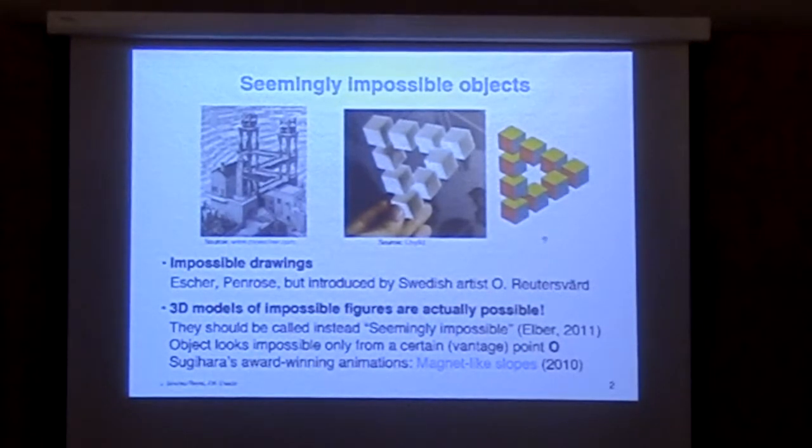And the question, you wonder, well, are those just drawings? Can we build a 3D model of impossible figures, so a physical 3D model? And the answer is yes. So it's actually possible to manufacture one of those models. This is why Albert, who is a researcher at the Technion in Israel, said that they should be called instead seemingly impossible, because in fact, you can manufacture them. And there is a catch. The catch is that those objects look impossible only from a certain, very specific point, which is called the vantage point.